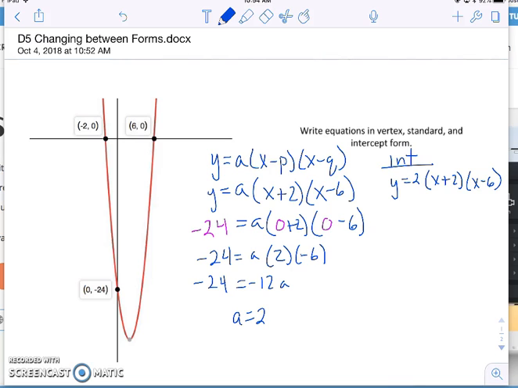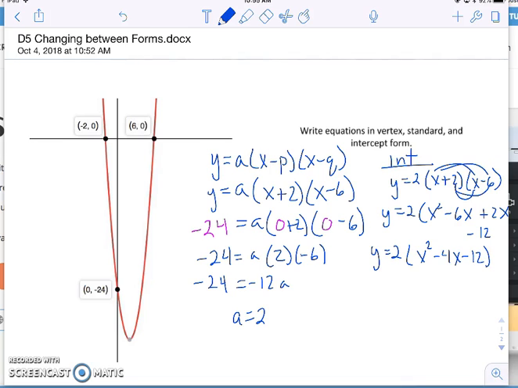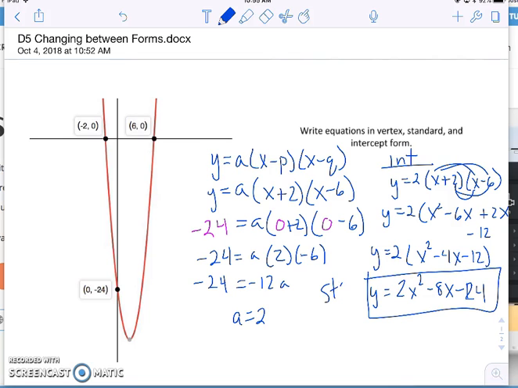If we need to get this into standard form, we can just multiply this out. So y equals 2. We distribute here. We have x squared minus 6x plus 2x minus 12. So that's y equals 2 times x squared minus 4x minus 12. Multiply this out, we have y equals 2x squared minus 8x minus 24. So there's our standard form.